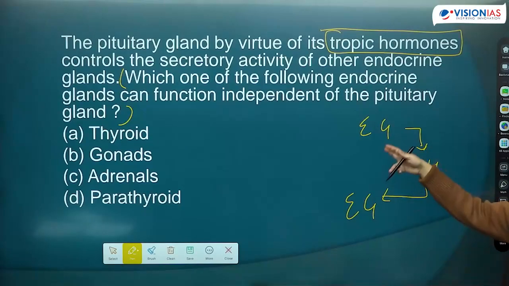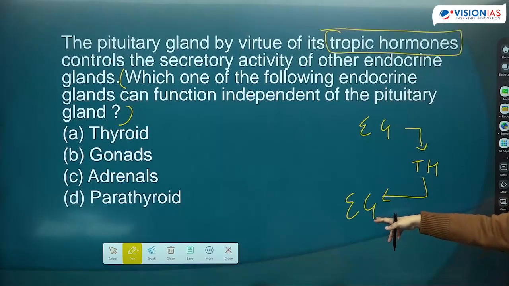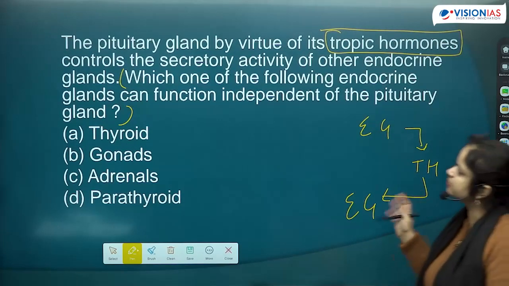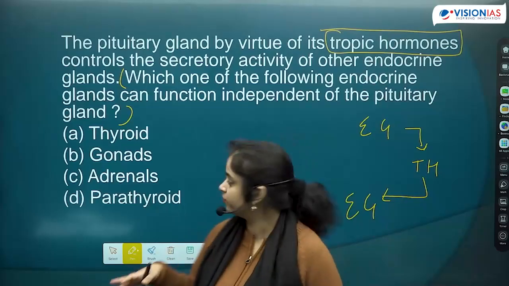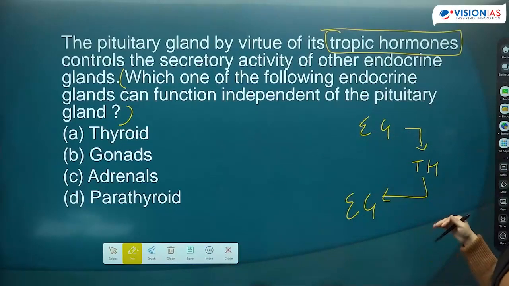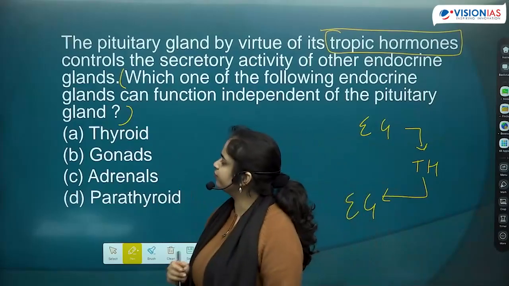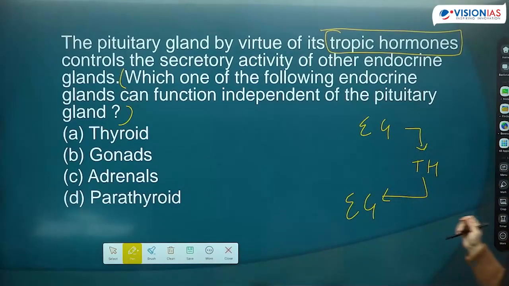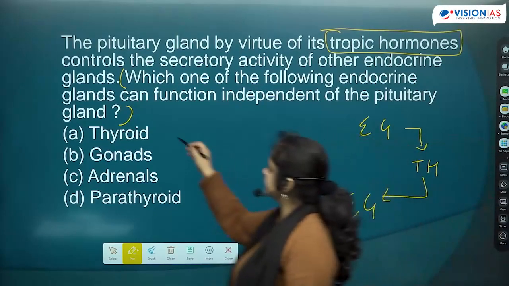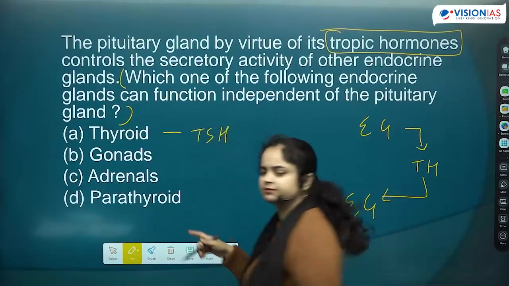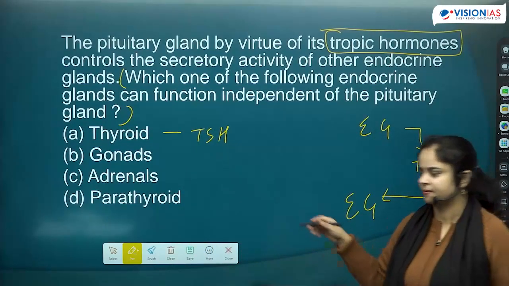It is released from one endocrine gland, but its impact is coming on another endocrine gland. Such a hormone is going to be called a trophic hormone. So this is saying pituitary gland has trophic hormones, and which one of the following endocrine glands are having trophic hormones for them? That's what you need to find out. So do you have a hormone for thyroid which is coming from the pituitary gland? Yes. So we have TSH. For gonads, LH.